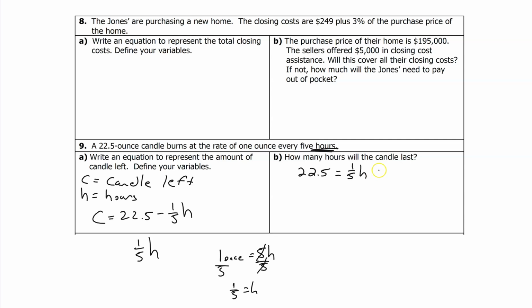So if we multiply by 5, we're going to get 112.5 hours. So this candle will last 112.5 hours.